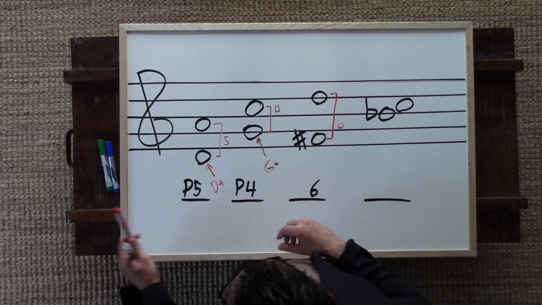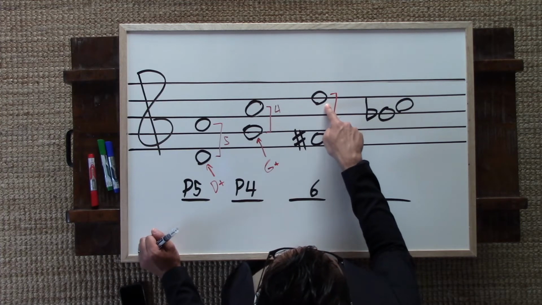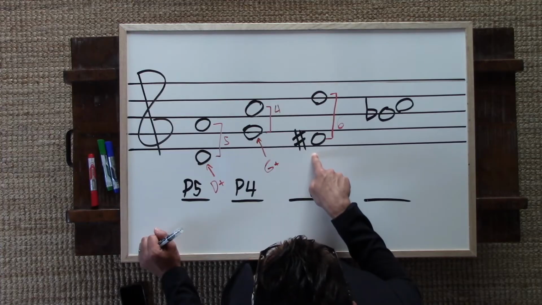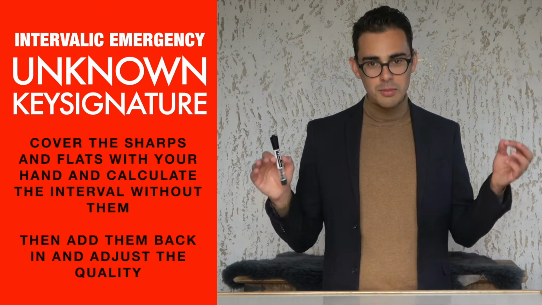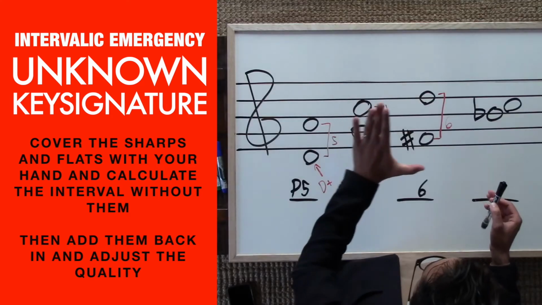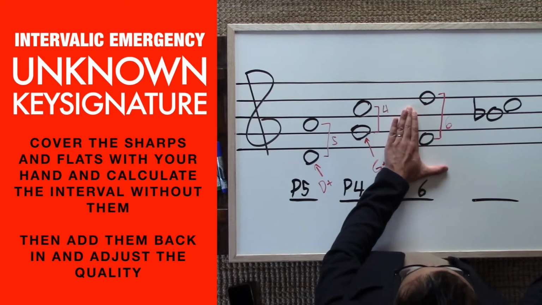Now, we have to figure out, step 2, is this note in the key of F sharp major? You have not learned the key signature of F sharp major. You won't learn that till grade 6. So this is when we have to use our emergency procedures. Take your hand and cover the F sharp and don't panic.